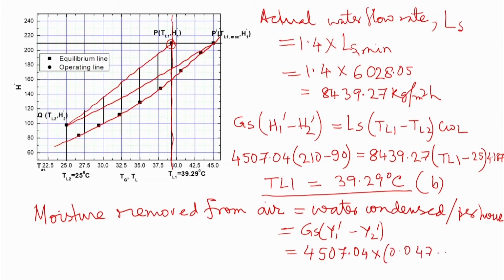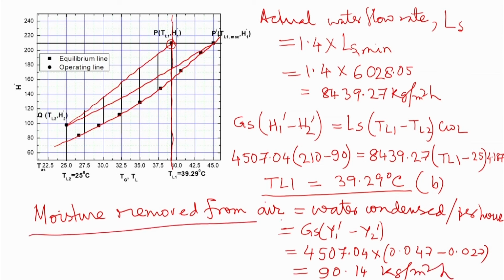0.047 minus 0.027. So, that is coming out as 90.14 kg per meter square hour. So, this is how much moisture is removed from the air during this process, that is, the answer of this problem C.